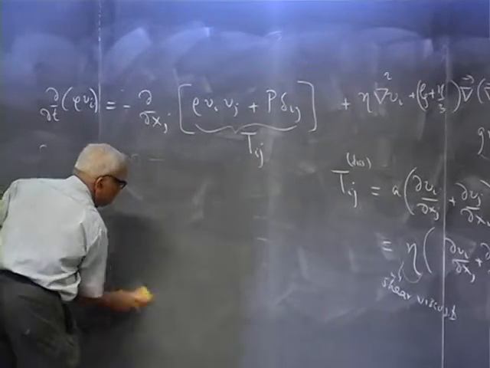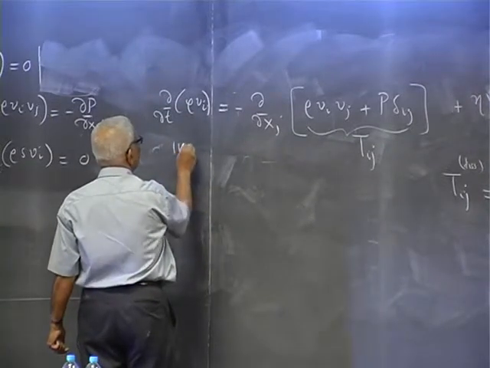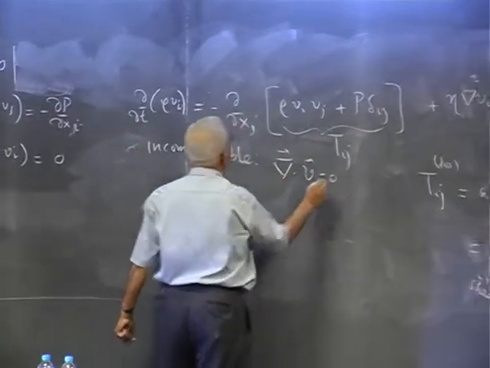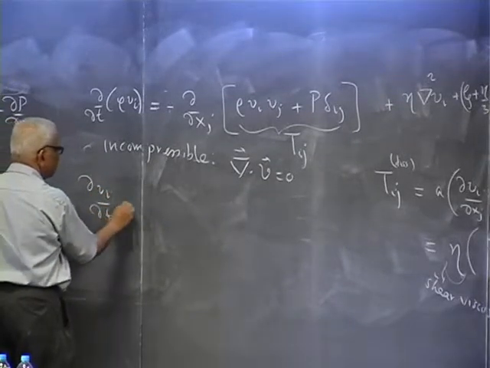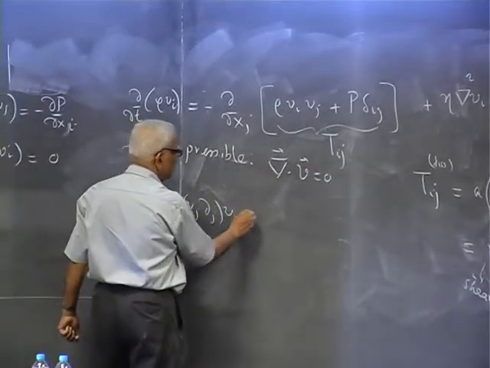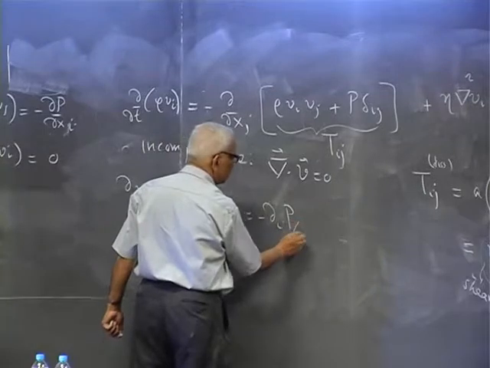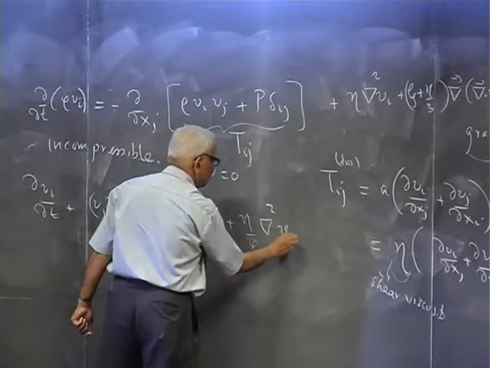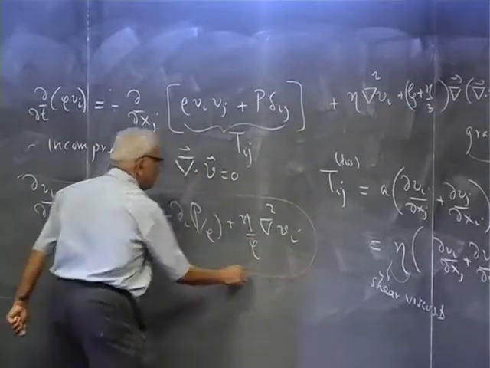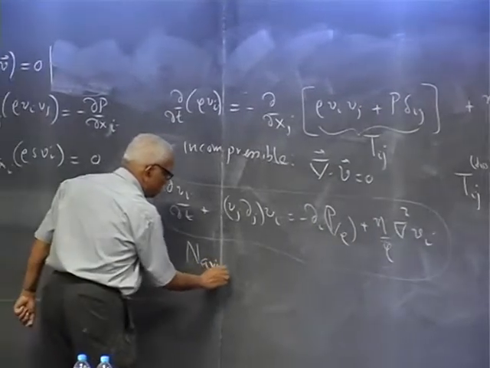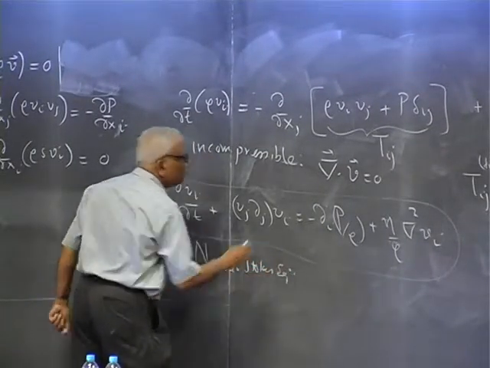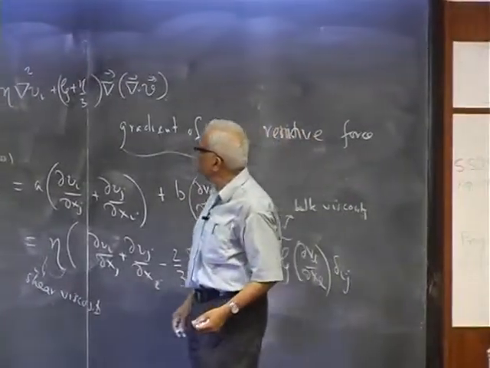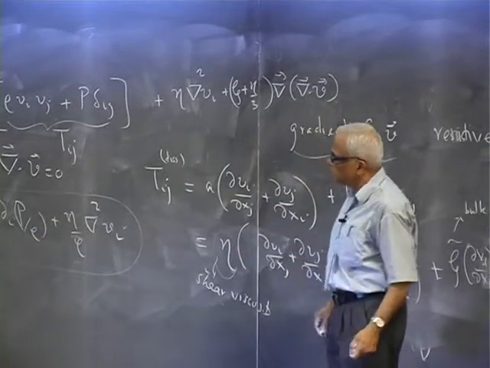If I were to talk about incompressible fluids, then divergence V is equal to 0, and you have del VI del T plus VJ del J VI is equal to minus del IP over rho plus eta over rho del square VI. That is what is called the Navier-Stokes equation. It is what you get when you take the general structure, which includes compressible flows, and then impose the incompressibility constraint, and you end up with this over here.